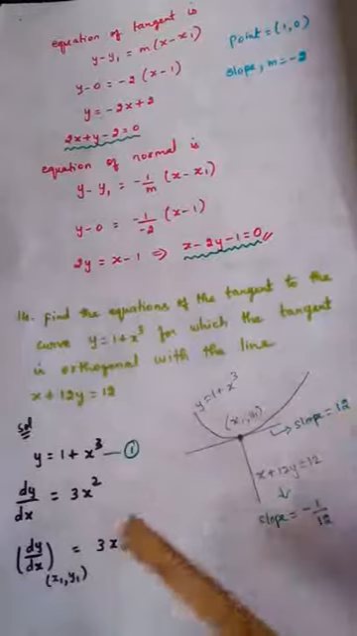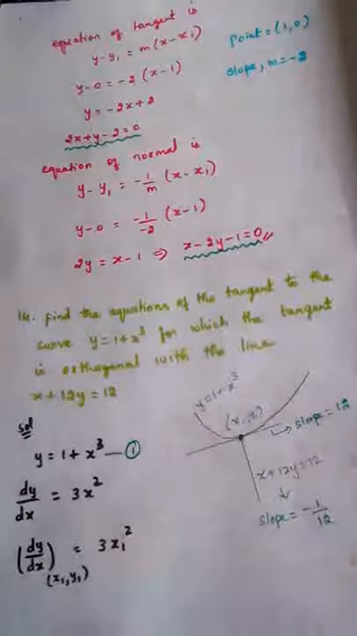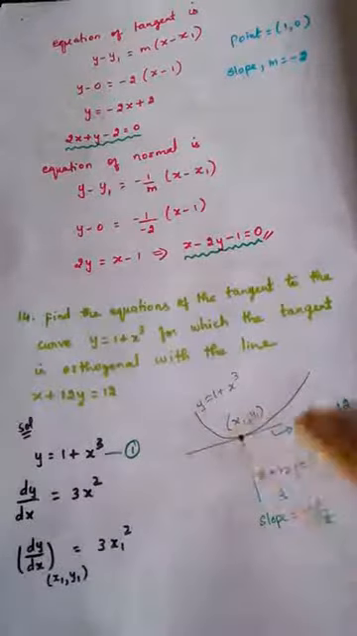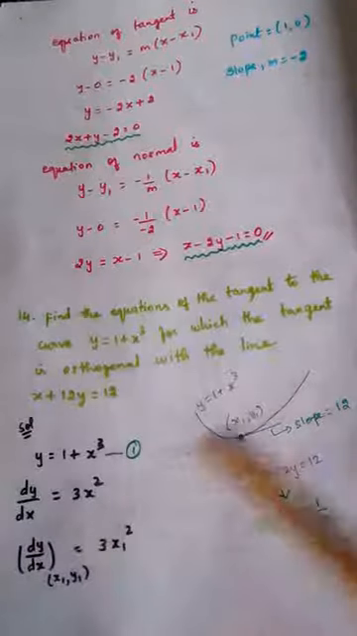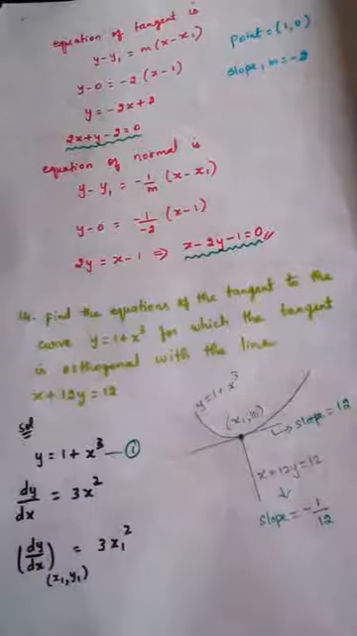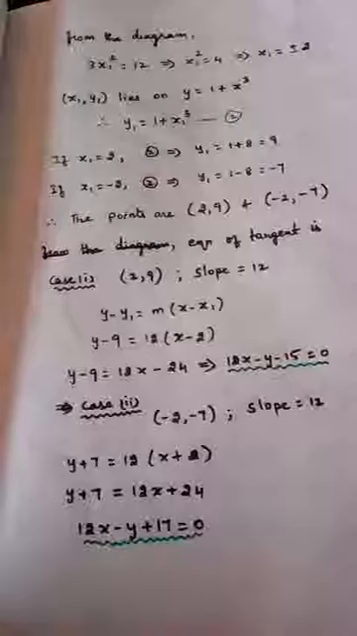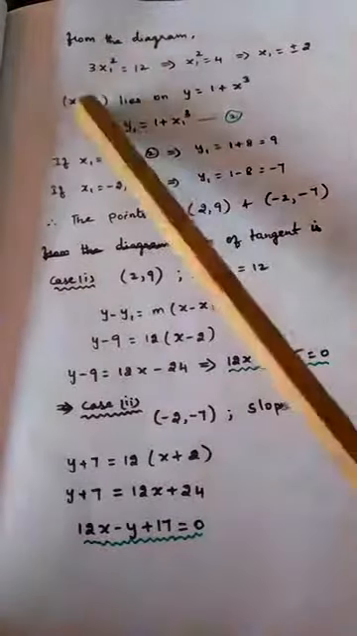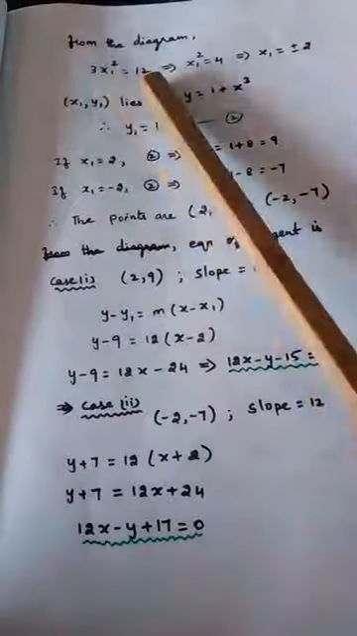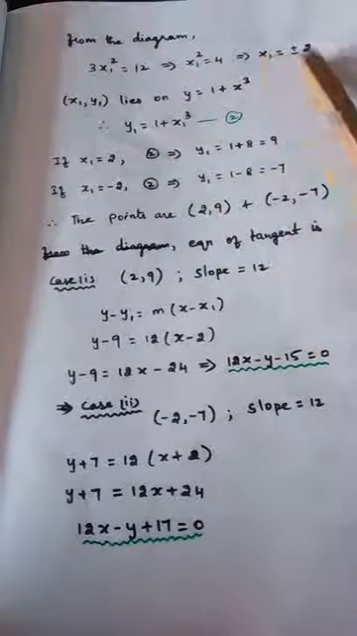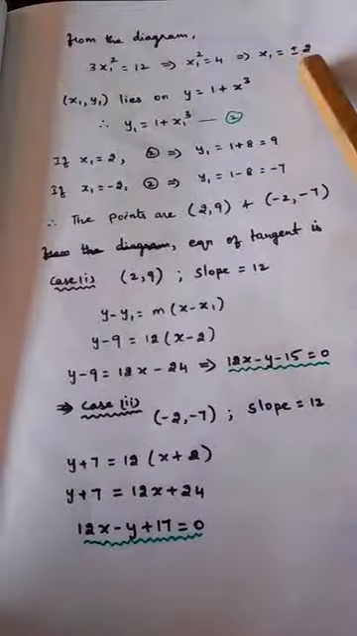So what I am going to do now: this is also the slope of the tangent, this is also the slope of the tangent. So I can equate these two. 3x1 square is equal to 12. From there only I am going to continue. Now see, 3x1 square is equal to 12. Cancelling the 3 table, we are getting x1 value as plus or minus 2.